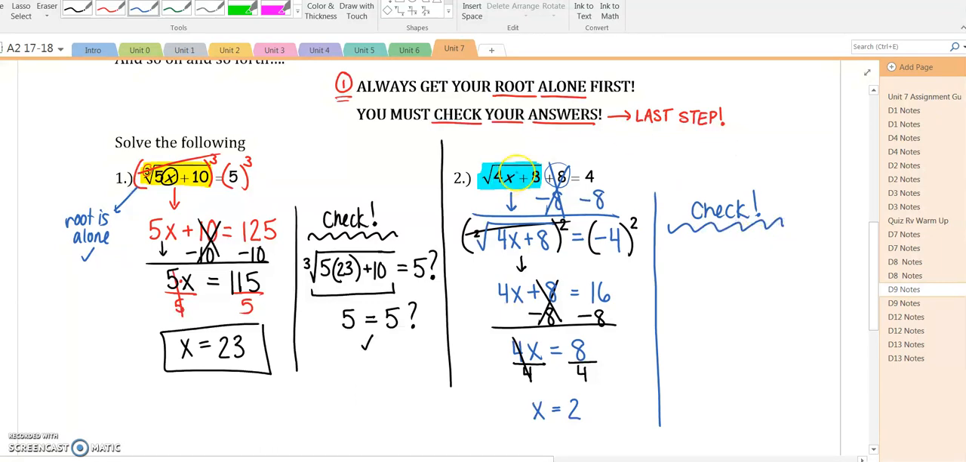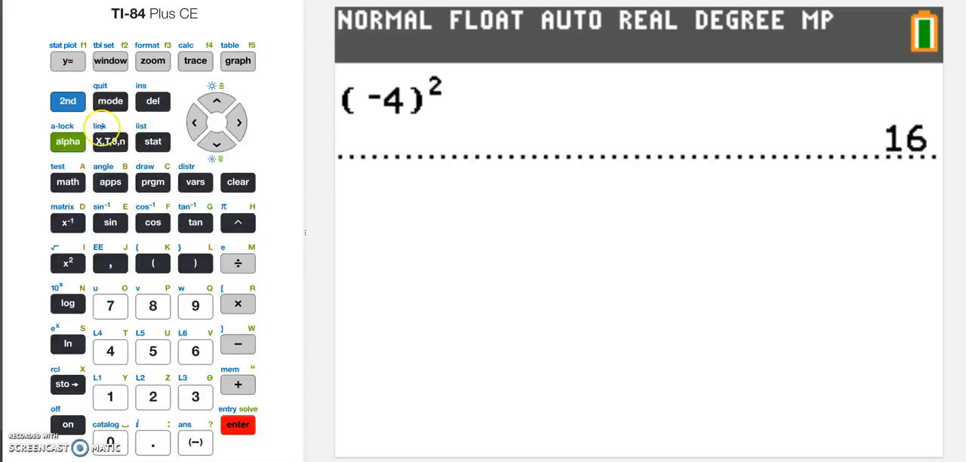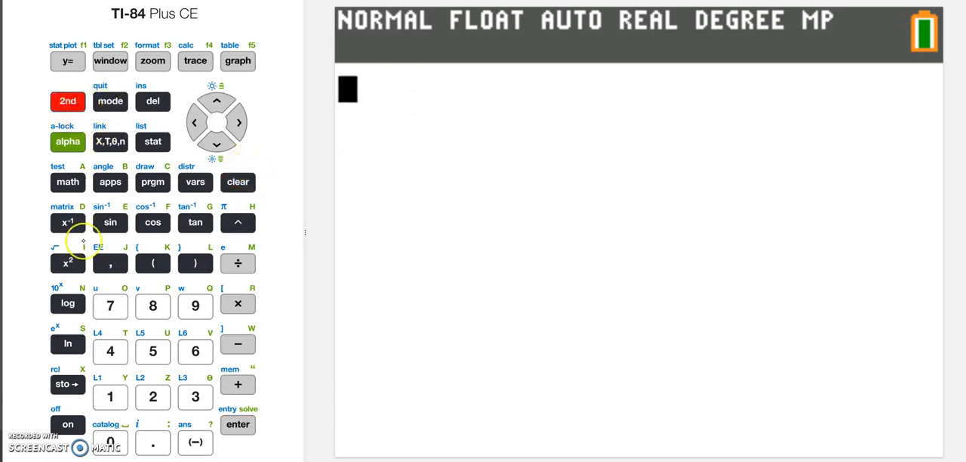And to do that, I have to look back at that original one. So square root, that says 4x, so I'm going to do 4 times 2, because that's what I think x is, plus 8, and then another plus 8 outside. And I'm asking, does that equal 4? And once again, we're going to use our calculator. I'm going to type the left side into my calculator. So the square root, clear this out, the square root of 4 parentheses 2 plus 8.